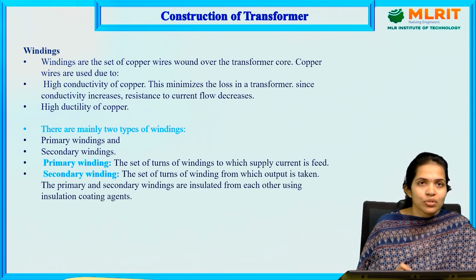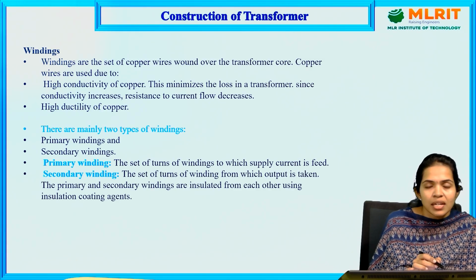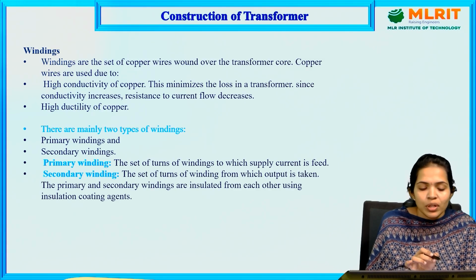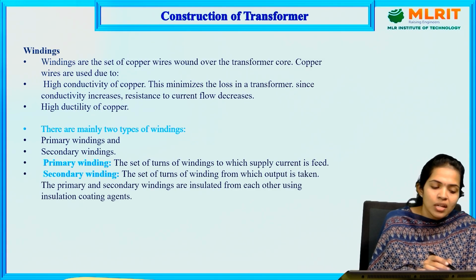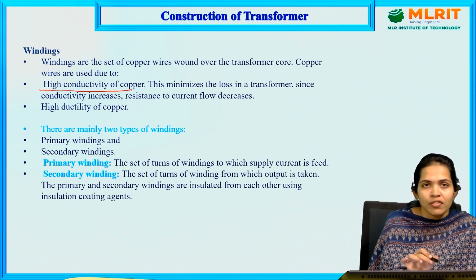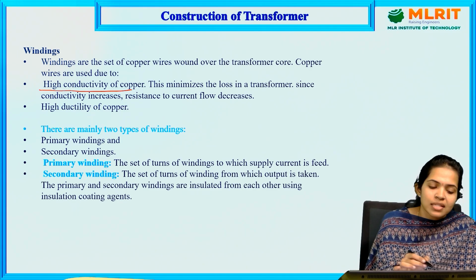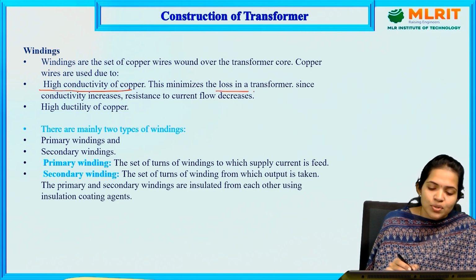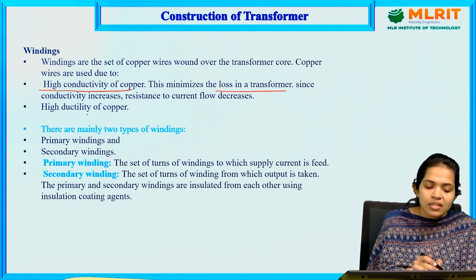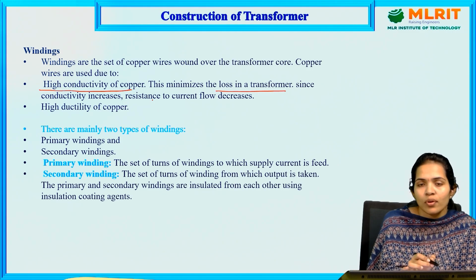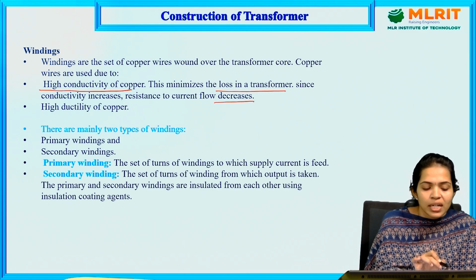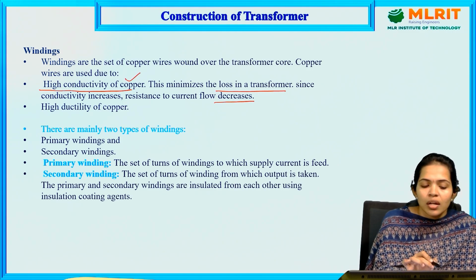So next, coming to the windings of the transformer. These are nothing but a set of copper wires. We usually use copper for two reasons. First and foremost is the high conductivity of copper, and this minimizes the losses in the transformer. If the conductivity increases, the resistance to the current flow decreases. So that is why we choose copper as the winding material in the transformer.